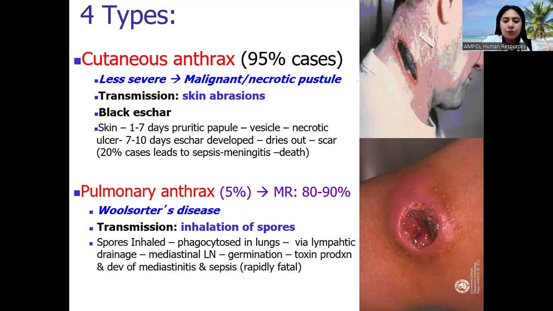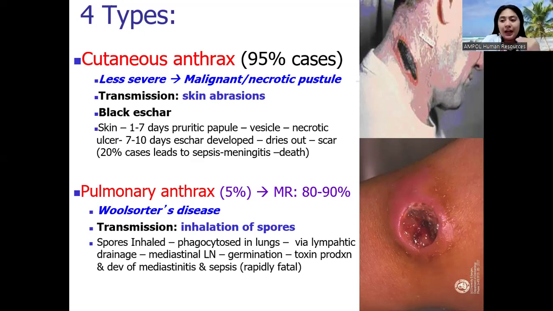Okay? Next is pulmonary anthrax. Only about 5% of the cases are documented, however it has a high mortality rate. High mortality, meaning both mortality and morbidity rate. 80 to 90% of patients with pulmonary anthrax will die because it is very fatal. It is also known as wool-sorter's disease. Transmission is through the inhalation of spores present in aerosols.